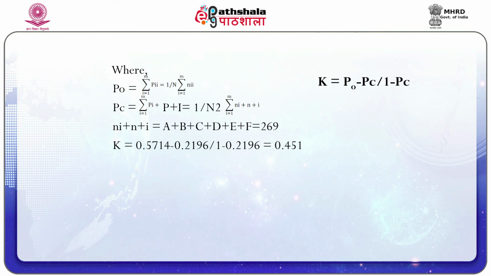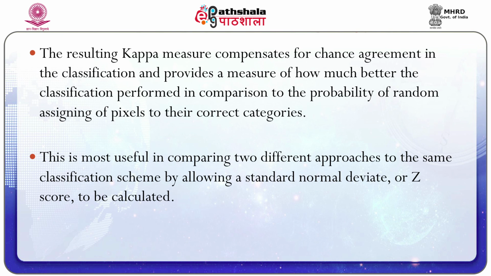The kappa coefficient is a discrete multivariate measure that differs from the usual measures of overall accuracy assessment in basically two ways. First, the calculation takes into account all of the elements of the error matrix, not just the diagonal of the matrix. This has the effect of taking into account chance agreement in a classification. Thus, the resulting kappa coefficient compensates for chance agreement in the classification and provides a measure of how much better the classification performed in comparison to a random assignment of pixels to their correct categories.